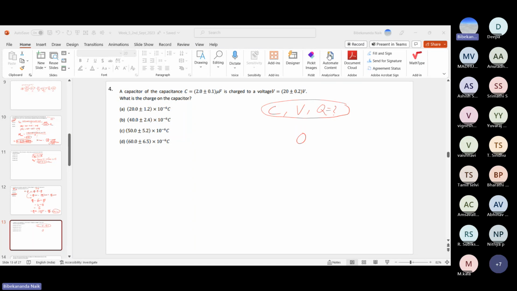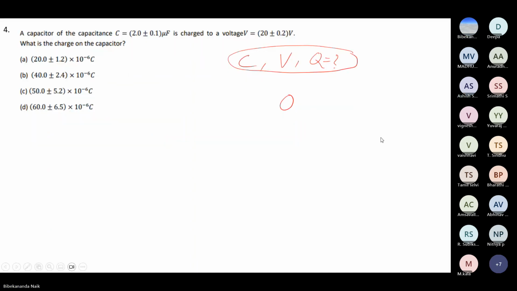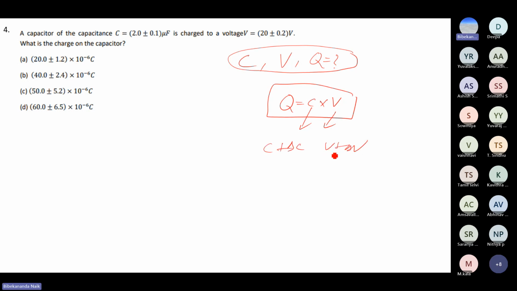Can anyone tell me what is the relation between these three quantities? Q equal to CV. Yes, so this Q will be equal to C into V. This is a product of these two variables, capacitance and voltage. These are given as C plus delta C and V plus delta V.